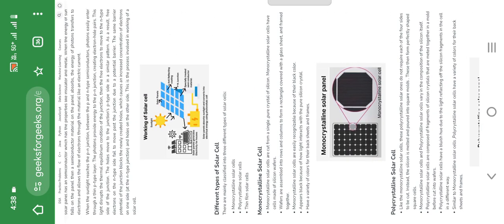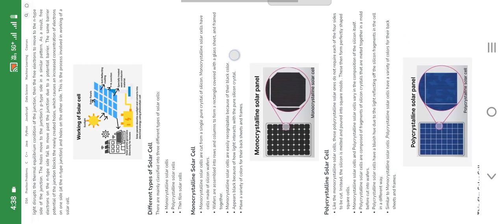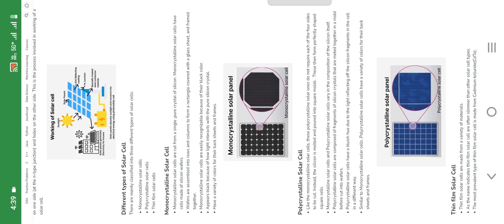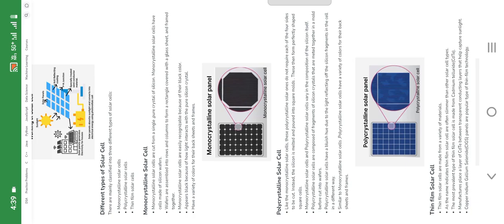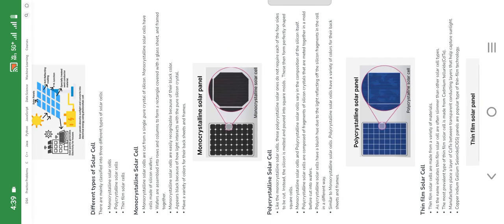Let us see the different types of solar cell: monocrystalline solar cell, polycrystalline solar cell, thin film solar cell. In monocrystalline solar cell, it is cut from a single pure crystal of silicon. It is made up of silicon wafers. These wafers are assembled into rows and columns to form a rectangle covered with a glass sheet and framed together.